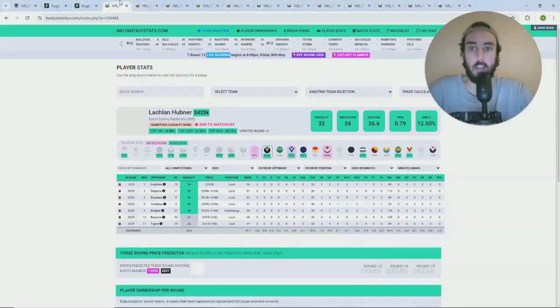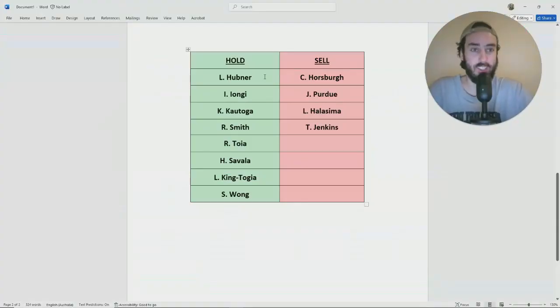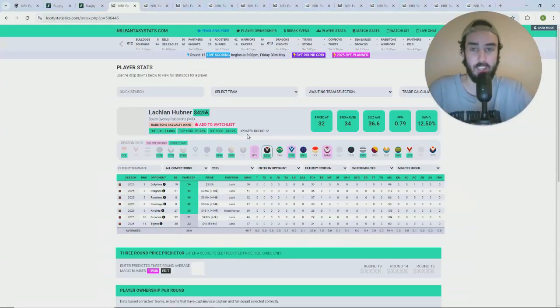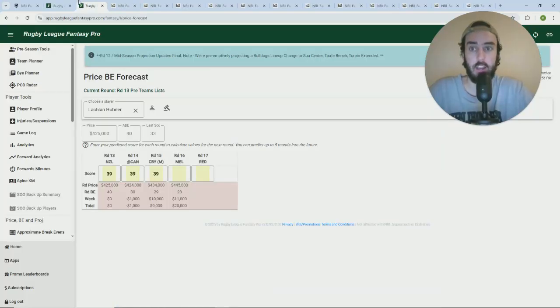So yeah, talked about Hubner. Funnily enough, he's actually on my holds list this week, contrary to that example I just gave. Because yeah, he's 6 points undervalued. He does have that 40 break even, so a little bit higher. And this is the most accurate break even, by the way.